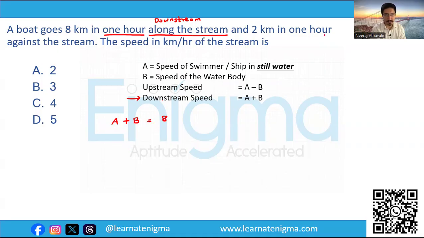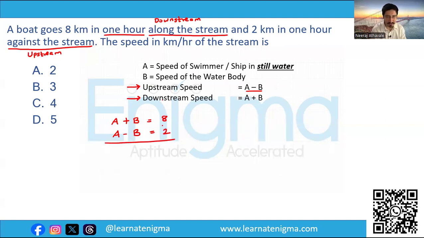And 2 kilometers in 1 hour against the stream. Against the stream, that means upstream speed. So upstream speed, that is A minus B. So A minus B is given to us as 2.